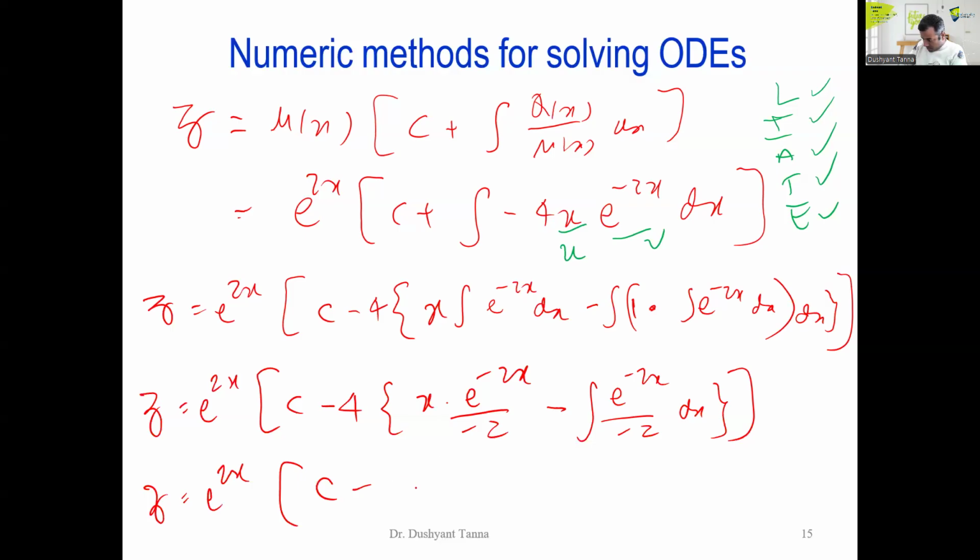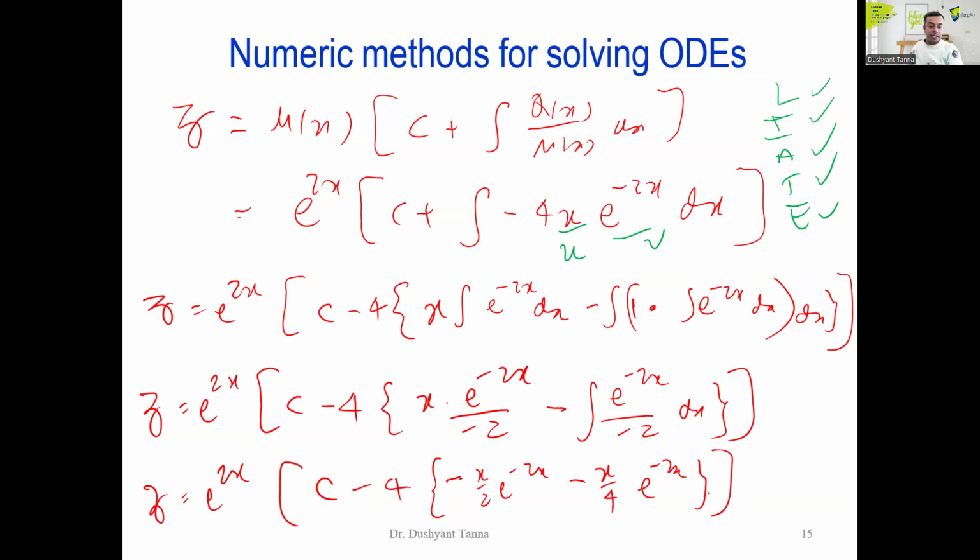C minus 4 minus x over 2 e raised to minus 2x. This becomes plus half. There is another minus 2 going in denominator. So that will be minus x on 4 e raised to minus 2x.